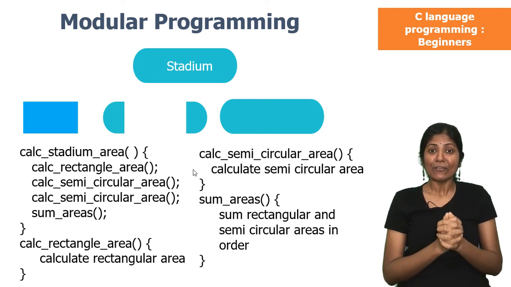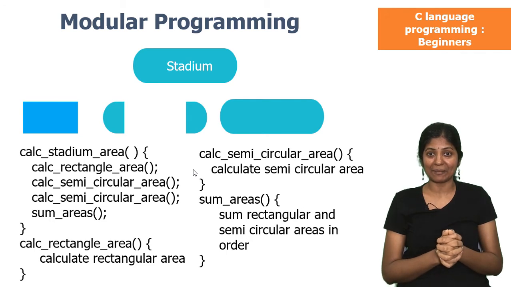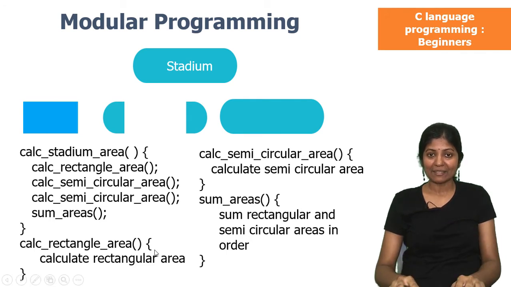I wrote 4 functions to calculate the area of the stadium. First we'll start from here, because first we need to calculate the area of the rectangle. I wrote a function calculating rectangle area. After that, I wrote a function to calculate the semicircular area. After that, we need to sum these areas.